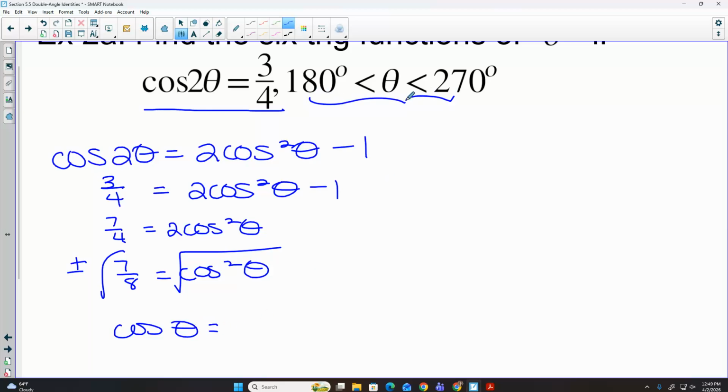If you're between 180 and 270, that's quadrant 3. And in quadrant 3, is cosine positive or negative? We have negative radical 7 over radical 8. 8 would reduce to 2 radical 2. So it's negative radical 14 over 4 if you multiply the square root of 2 on top and bottom.